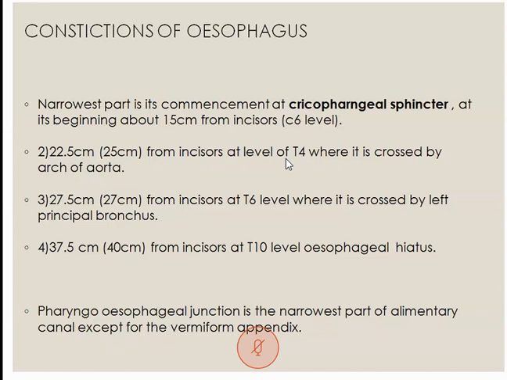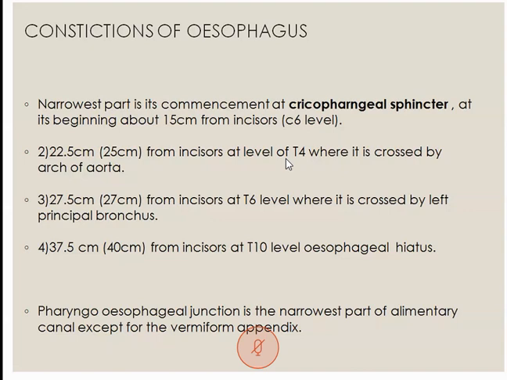Again at the level of 37.5 or 40 centimeters, you have the esophageal hiatus, where the esophagus passes through, and again you get another constriction at that level. It corresponds to about T10. See, one constriction at 25, again 22.5 to 25, 27, again 37 or 40 centimeters. You get one more constriction at the esophageal orifice, that is the cardiac orifice, where the esophagus passes through the hiatus present in the diaphragm.